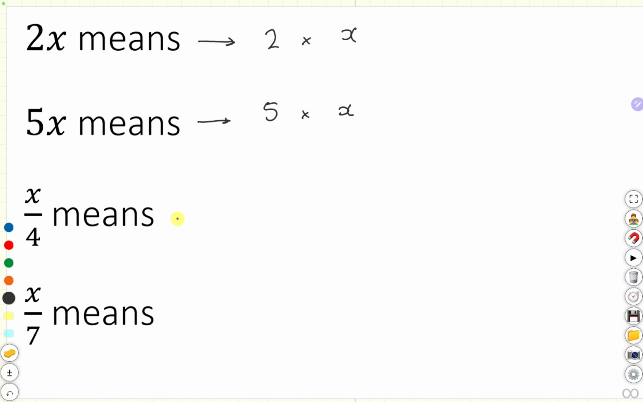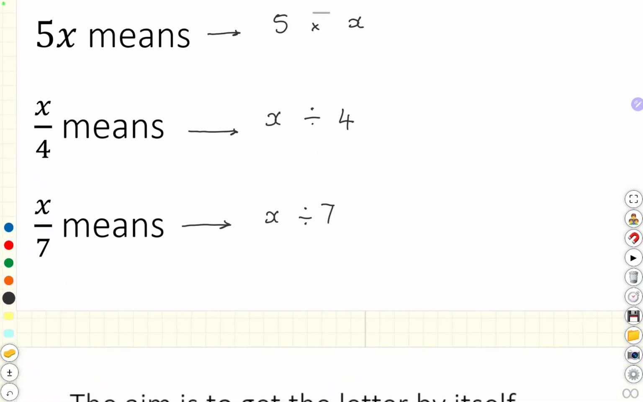Next one, x over 4 means x divided by 4. And again, you can see we don't need the division symbol because we just write it over 4 and that implies the same thing. So x over 7 means x divided by 7. And that serves as the same way of writing x divided by 7 but with the x over 7 instead.